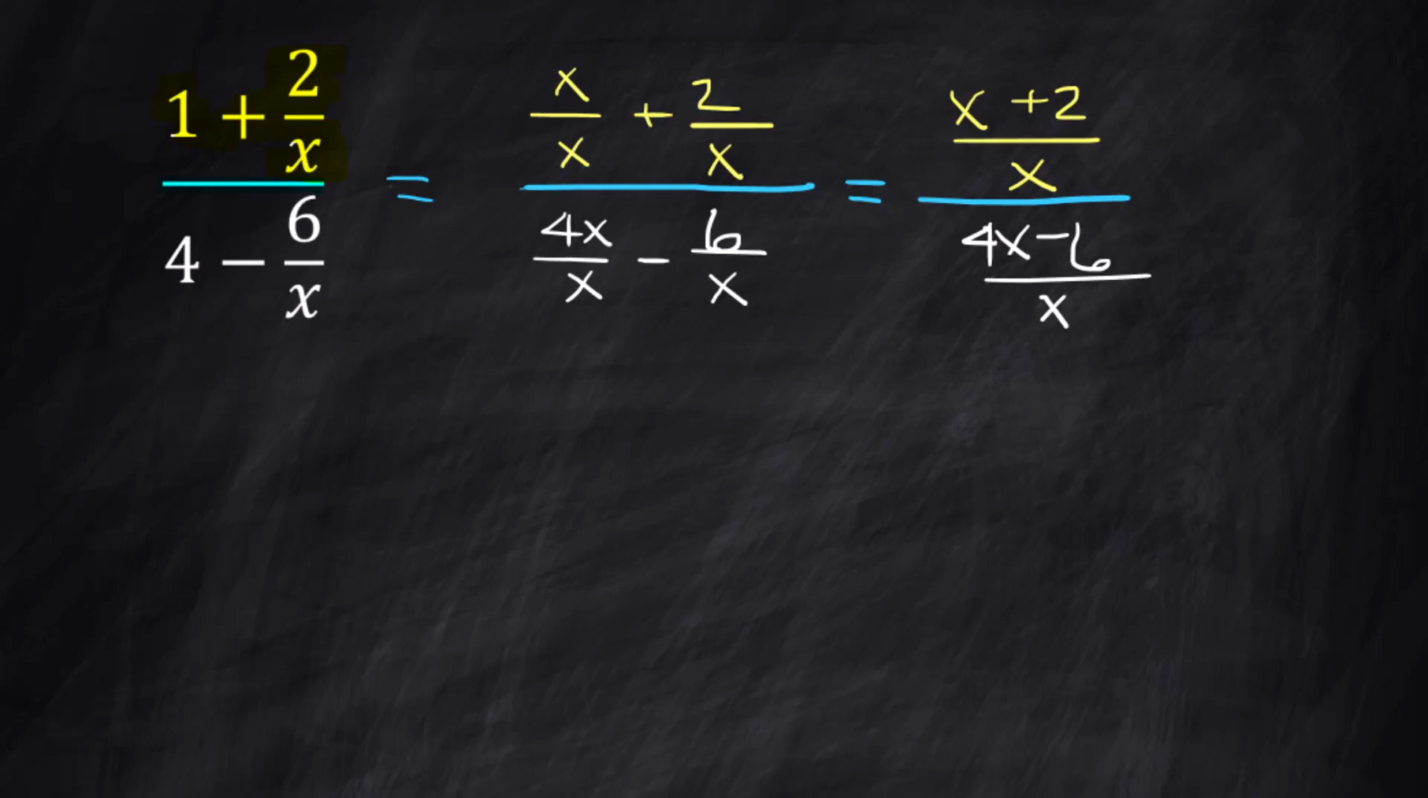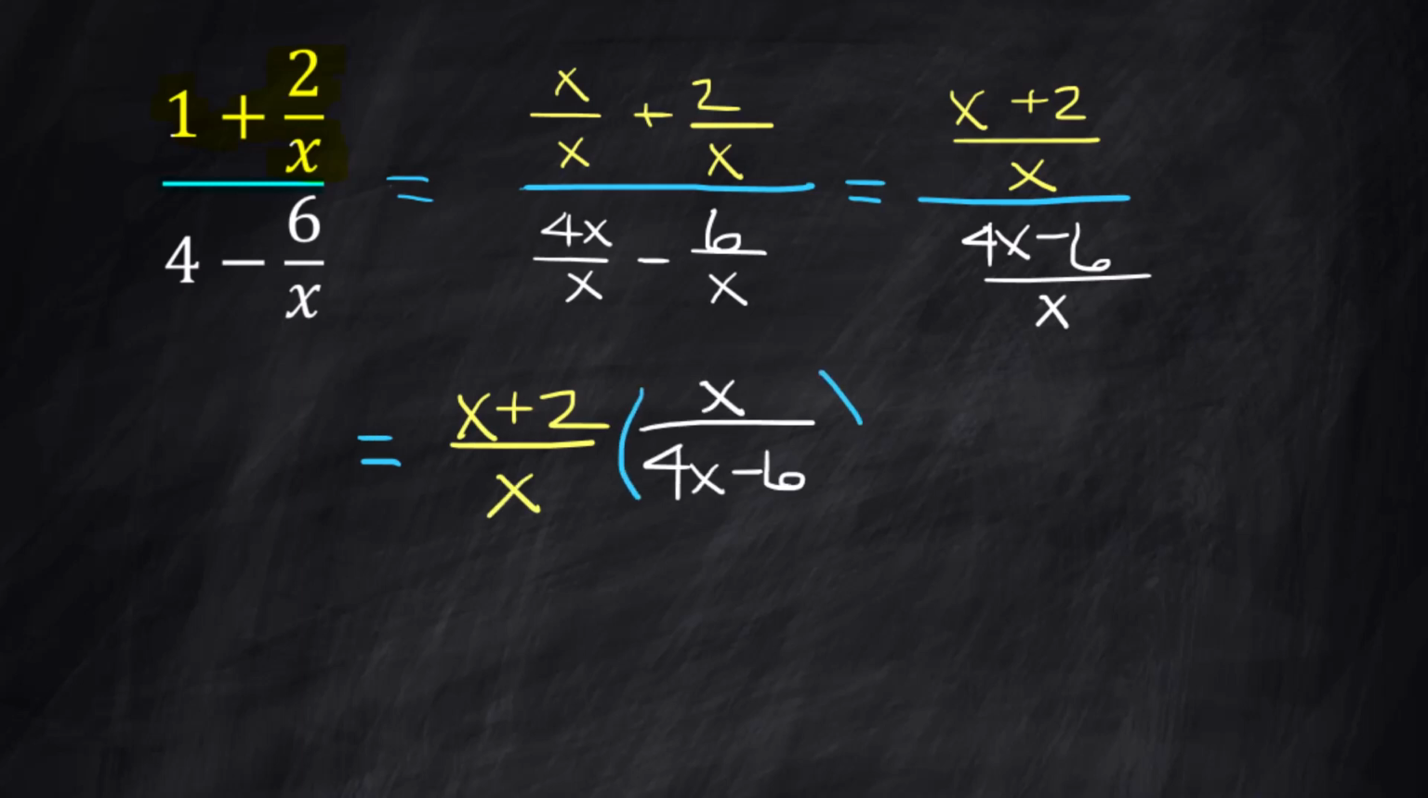We have a fraction on the top and a fraction on the bottom. Recopying the numerator x plus 2 over x, we're going to multiply that times the denominator flipped over, which then becomes x over 4x minus 6. The x's are going to cancel each other out. So we end up with x plus 2 over 4x minus 6. And you can factor out a 2 on the denominator, but it's not going to cancel with anything in the numerator, so I'm just going to leave it the way it is.